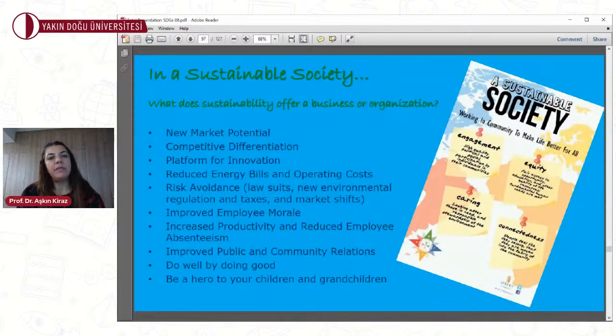Then what does sustainability offer a business or organization? I put here some example titles to make the definition clear. For example, new market potential, competitive differentiation, platform for innovation, reduced energy bills and operating costs, risk avoidance, improved employee morale, increased productivity and reduced employee absenteeism, improved public and community relations, do well by doing good, be a hero to your children and grandchildren.